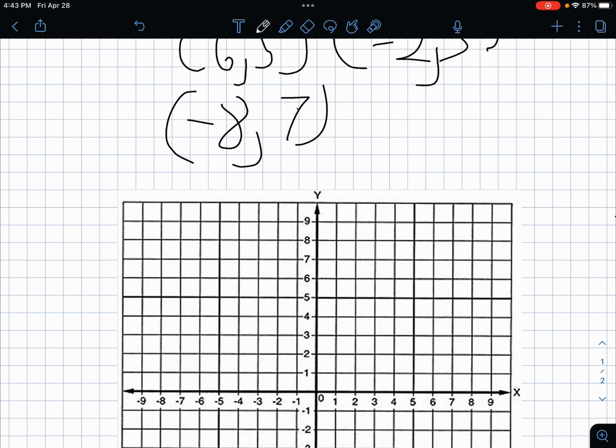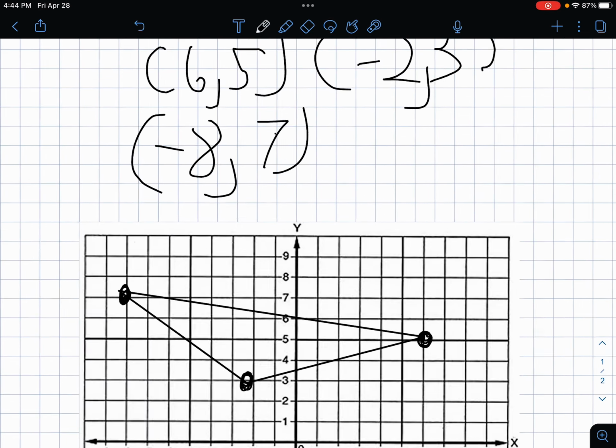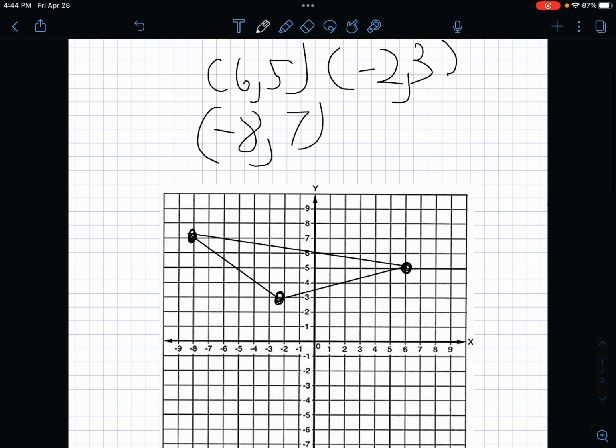Let's go ahead and put these on a graph. So 6, 5. I made it a bit too large. That'll be fine. Negative 2, 3. And lastly, negative 8, 7. Should be right up here. Now let's connect them. So this right now would be considered your pre-image. Starting image, nothing's changed yet. We haven't done anything. Now, we're going to do some reflection.